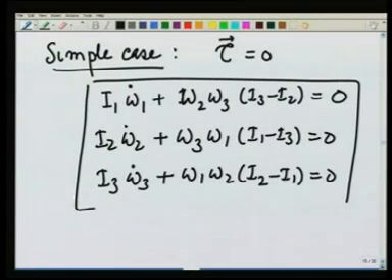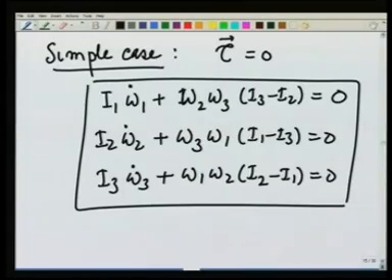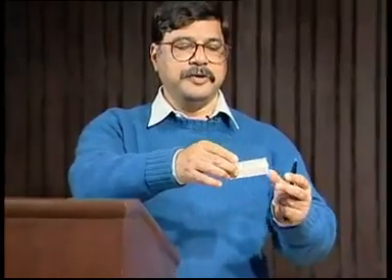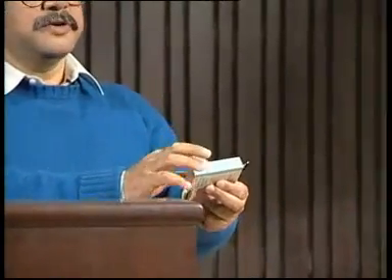This would be the case, for example, if I take this box and drop it down after giving it some rotation. About the center of mass, there would be no torque because the gravitational force is acting on the center of mass. So, it will be a torque free rotation. Let us see what do the equations predict for us.